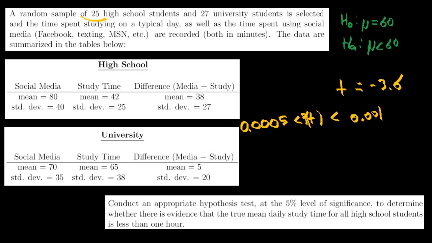Now, writing it out and ordering it from least to greatest, we have the probability of 0.0005 is less than our probability for the t-value, less than positive 3.6, and that is less than 0.001. So this range is what we're going to be using for our test of significance. Now note that we are doing a 5% level of significance.